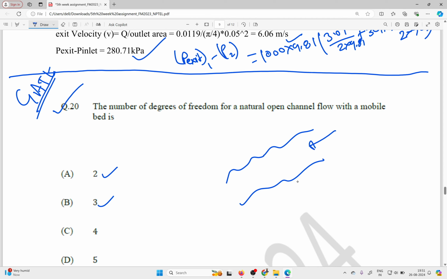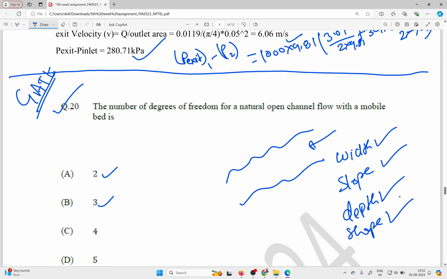So in this river you can think the width is possible to change, slope possible to change, depth possible to change, also river shape possible to change. So here four types of degree of freedom is the number of degrees of freedom for a mobile bed. The correct answer is 4.